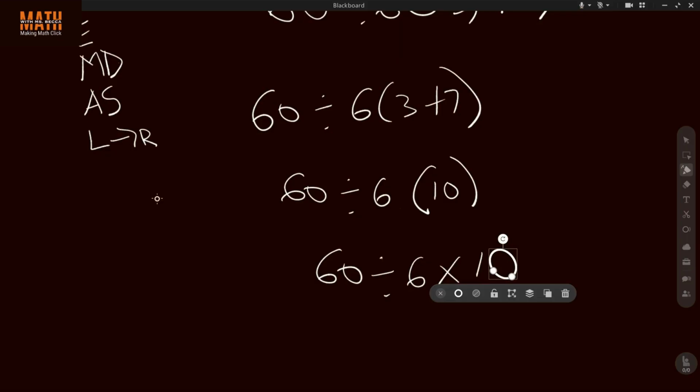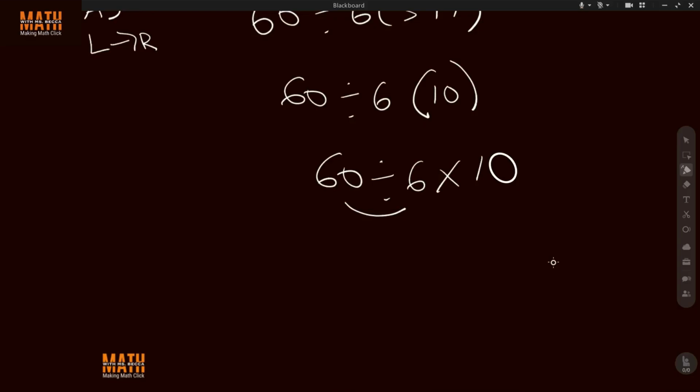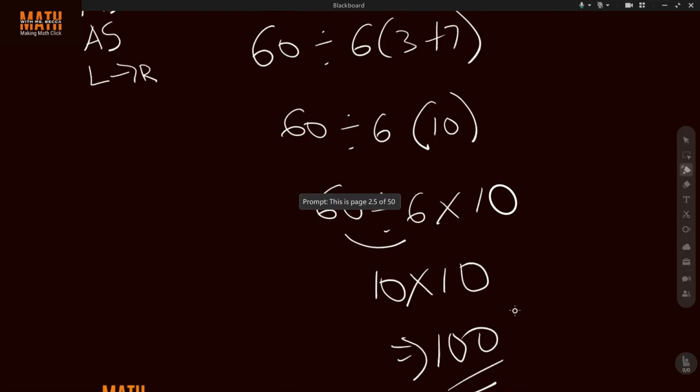And now this is where we apply the left to right rule. We have to solve from left to right. Since division is appearing first, we have to divide before we multiply. That means 60 divided by 6. This gives 10. So we say 10 times 10, and the answer here will be 100 and not 1. So you solve from left to right.